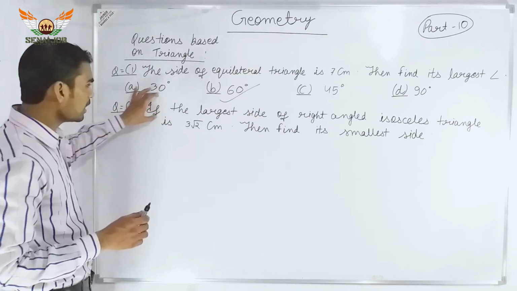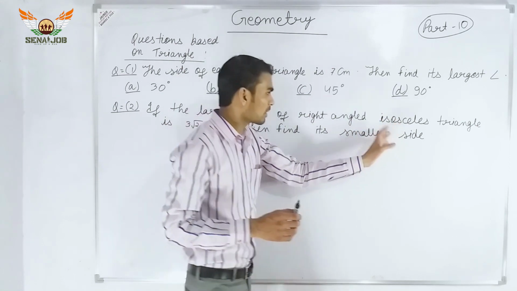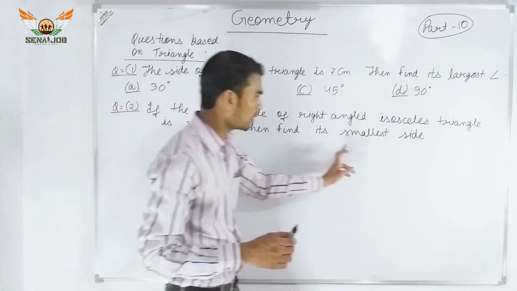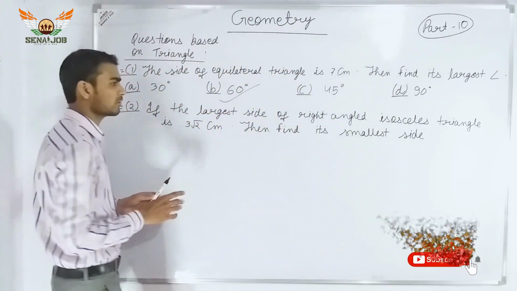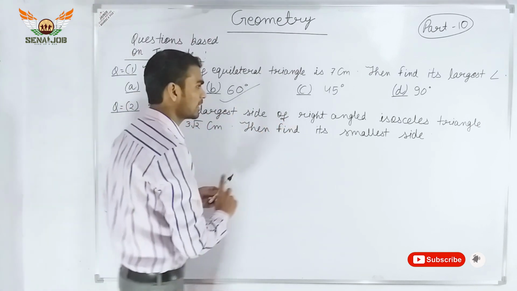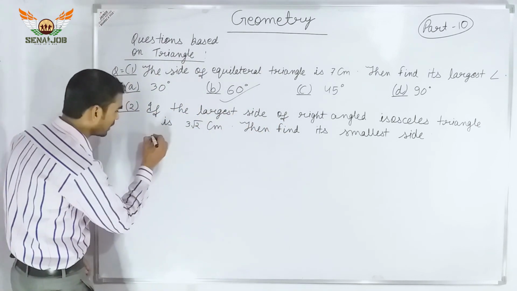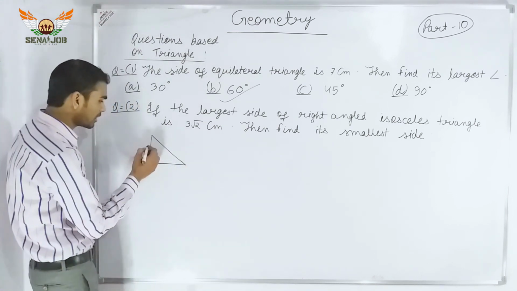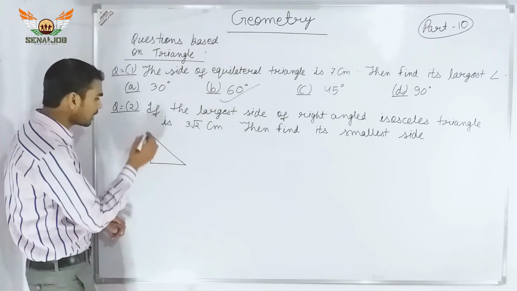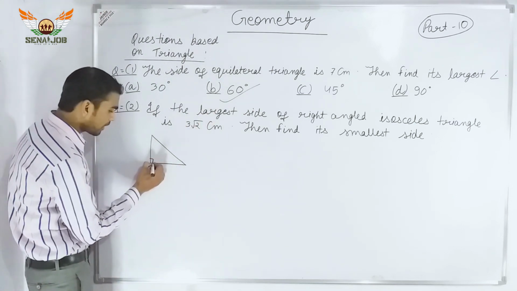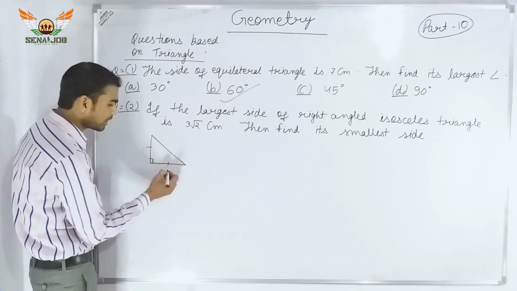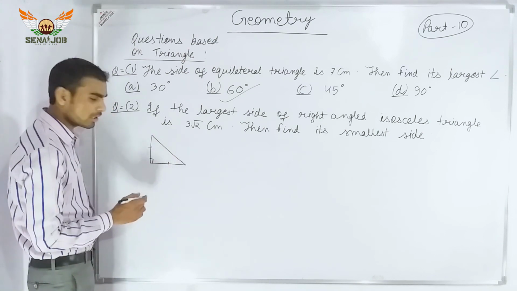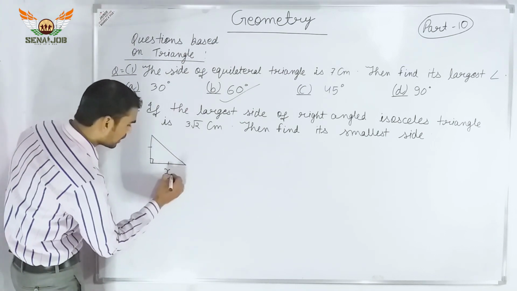Question number 2 is: if the largest side of a right angled isosceles triangle is 3 root 2 centimeter, then find its smallest side. Now you have to find out the smallest side of an isosceles right angle triangle. So what is an isosceles right angle triangle? Already I explained about it. Isosceles means two sides will be equal, and it is also a right angle triangle. So in this right angle triangle, the perpendicular and base will be equal, and let's take it as x.